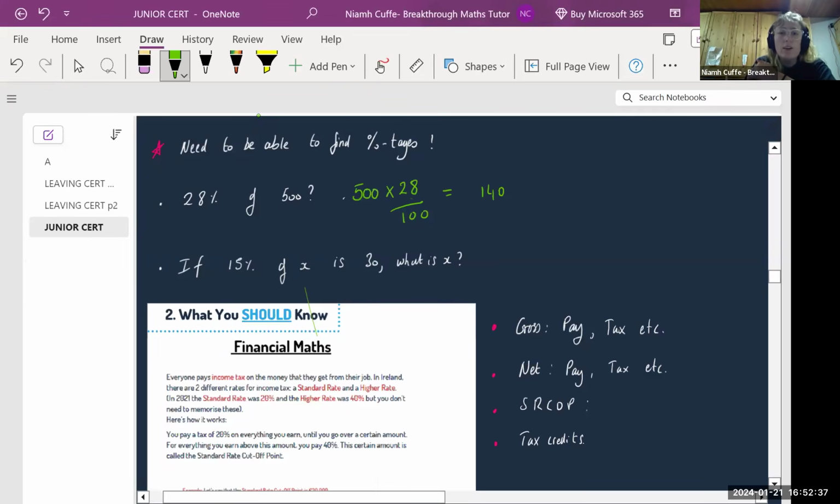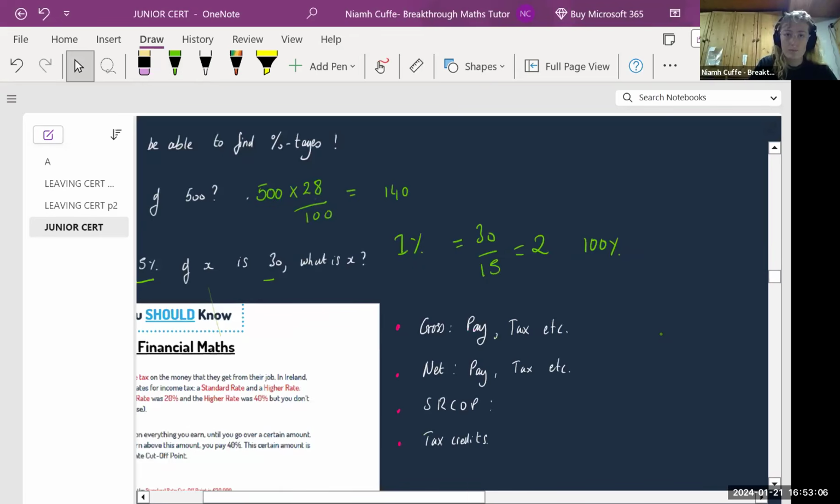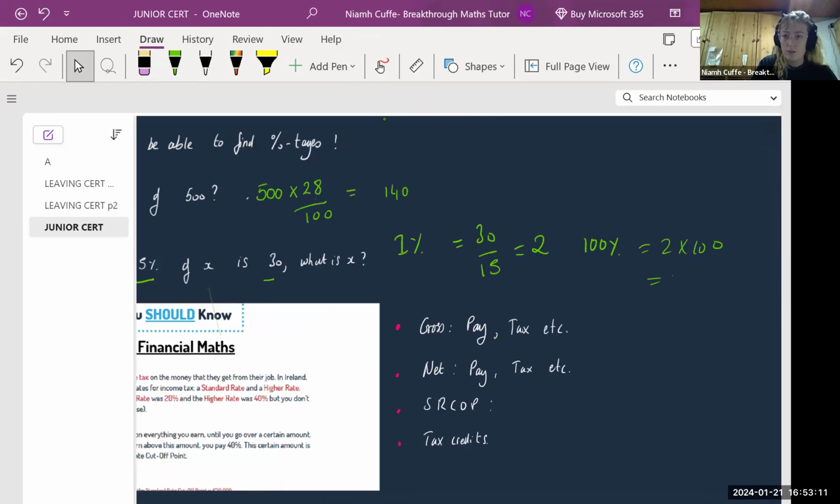So the thing is, guys, if we know what 15% of a number is, we know 15% is 30. What you want to do first is find 1%. So if 15% is 30, to get 1%, 1% is equal to 30 over 15, and that's just equal to 2. So 1% is 2. So how do I find the whole number? Well, I find 100% of it. To find that, I just multiply by 100. 2 multiplied by 100 is just 200.